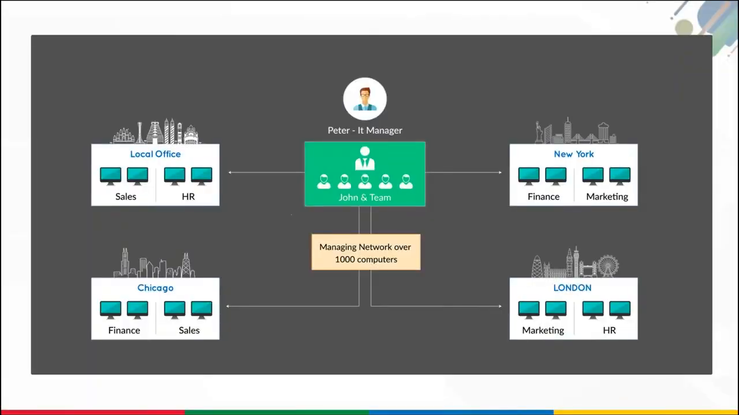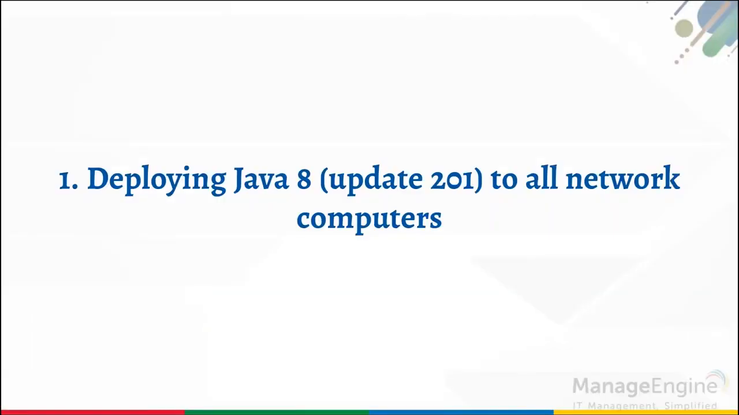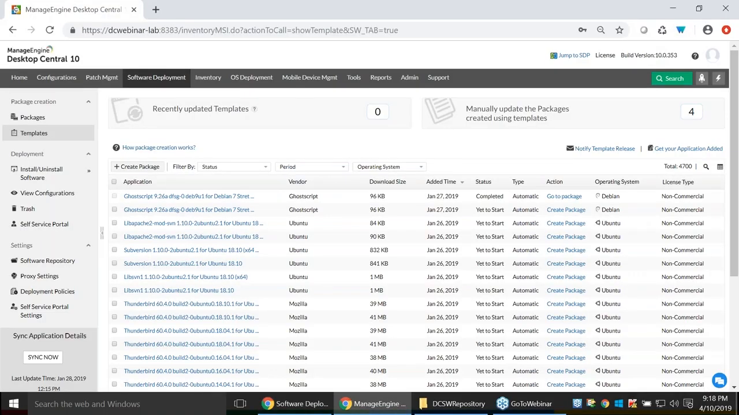Okay, so here's the first task that John has: deploying Java 8 update 201 to all network computers here. So that's the first scenario. So for better understanding, let's assume myself as John. I'm logging into the console as John now. So John has to deploy the Java update to all the computers in the network.